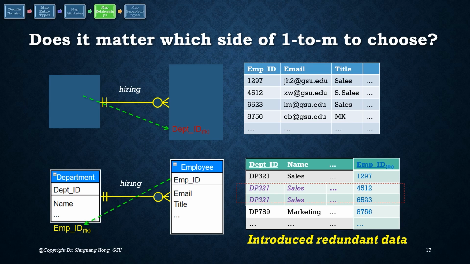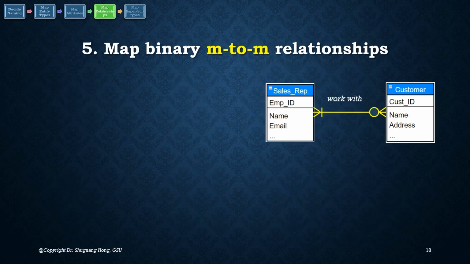As we discussed in relation normalization, redundant data would cause update anomalies and result in non-normalized relations. Therefore, we should avoid such unwanted consequences to the best of our ability.